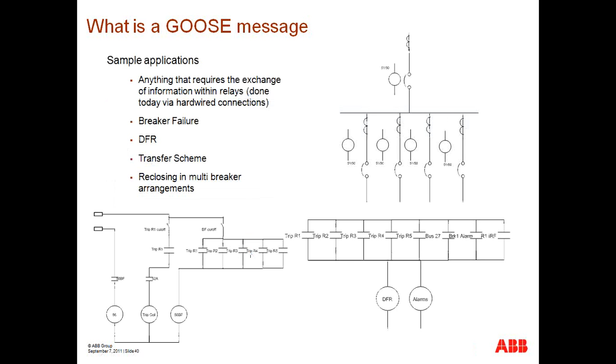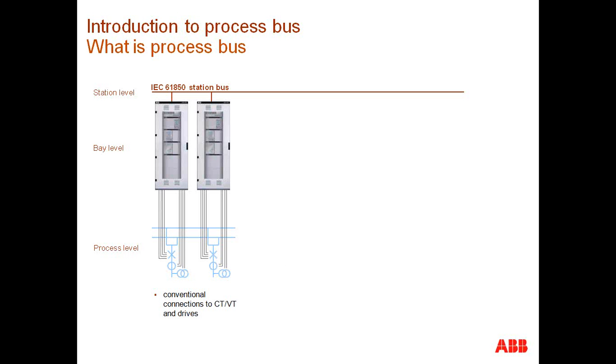So when looking at GOOSE messages, what are some of the applications that have been deployed? Pretty much anything that requires exchange of information between relays that is currently done today via hardwired connections is a candidate to be replaced with a GOOSE message. Some examples are breaker fail schemes, initiation of a station digital fault recorder, alarm annunciator, transfer schemes, and reclosing for multi-breaker arrangements where you may have multiple reclosing functions and a lead-follower type scheme, and there may be hold or block type signals between these devices. Also in teleprotection, the signals that go from the relays to the teleprotection unit within the substation are hardwired today, and could be performed with GOOSE messages.